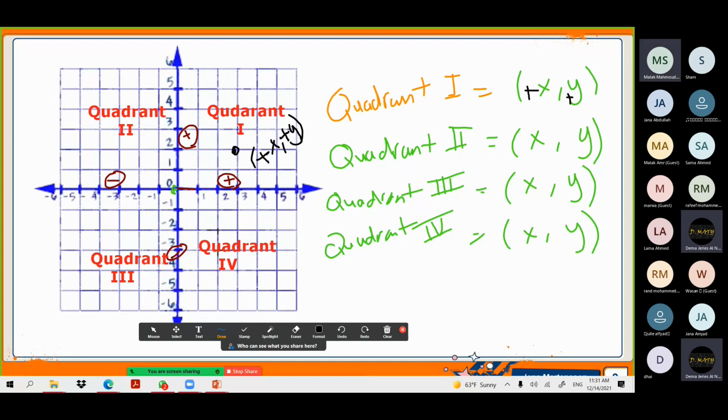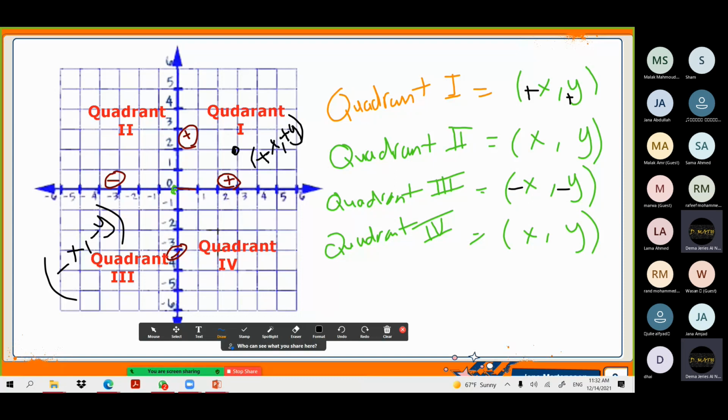Teacher, what about the negative one? Quadrant 2 is negative. Just a minute. No, see. Quadrant 1, both of the x and y are positive. Quadrant 3, both of the x and y are negative.